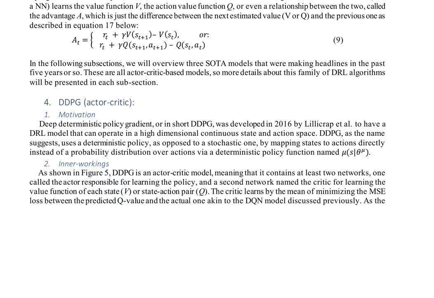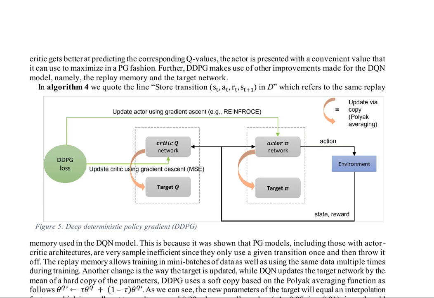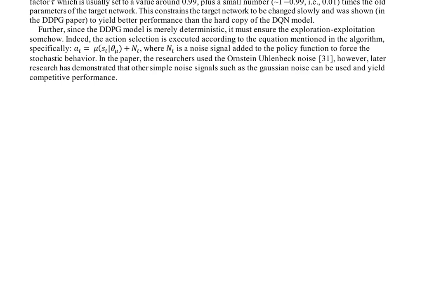Here is a combined summary of pages 11 and 12 of the research paper. The deep deterministic policy gradient (DDPG) algorithm is an actor-critic model that combines the advantages of policy gradient methods and Q-learning. It uses a critic to predict the Q values and an actor to select actions. The critic is trained using a replay memory and target network, similar to the Deep Q network (DQN) model. The target network is updated using a soft copy based on the Polyak averaging function, which constrains the target network to change slowly and yields better performance.